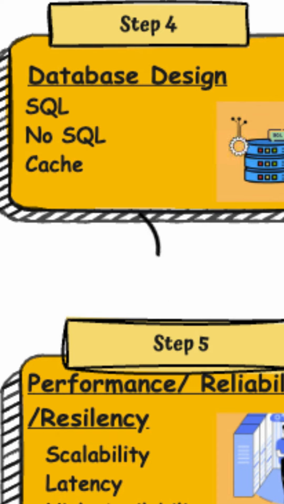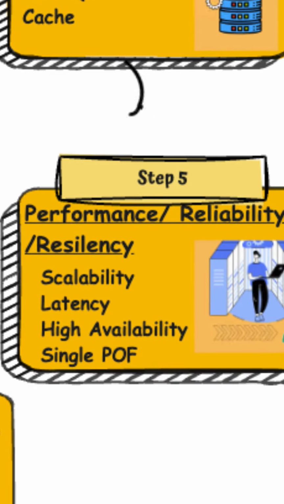The next step, step 5, is performance, reliability, and resiliency. This is one of the critical aspects of design which is usually overlooked. Address the design aspects of the system's scalability, performance, resiliency, and latency.